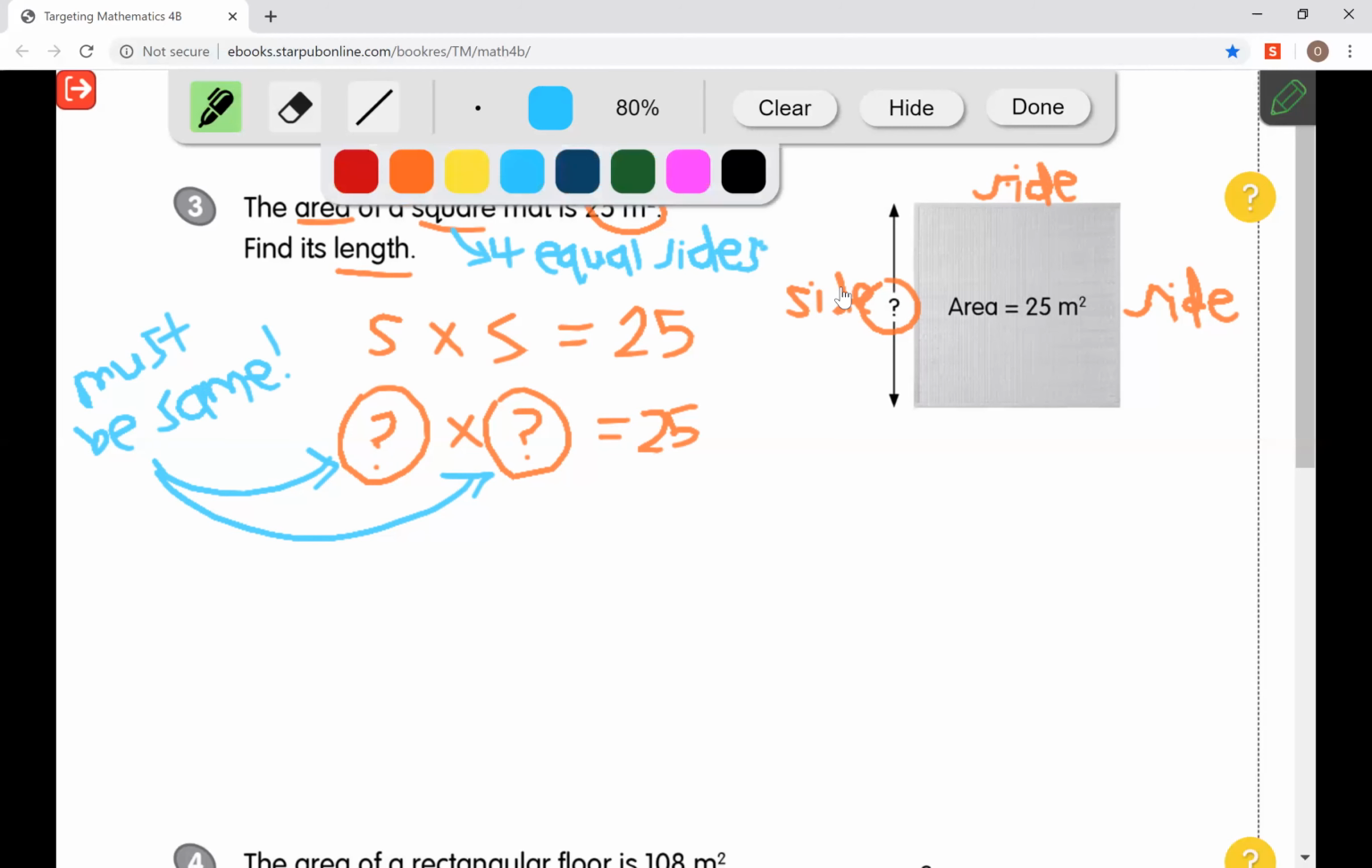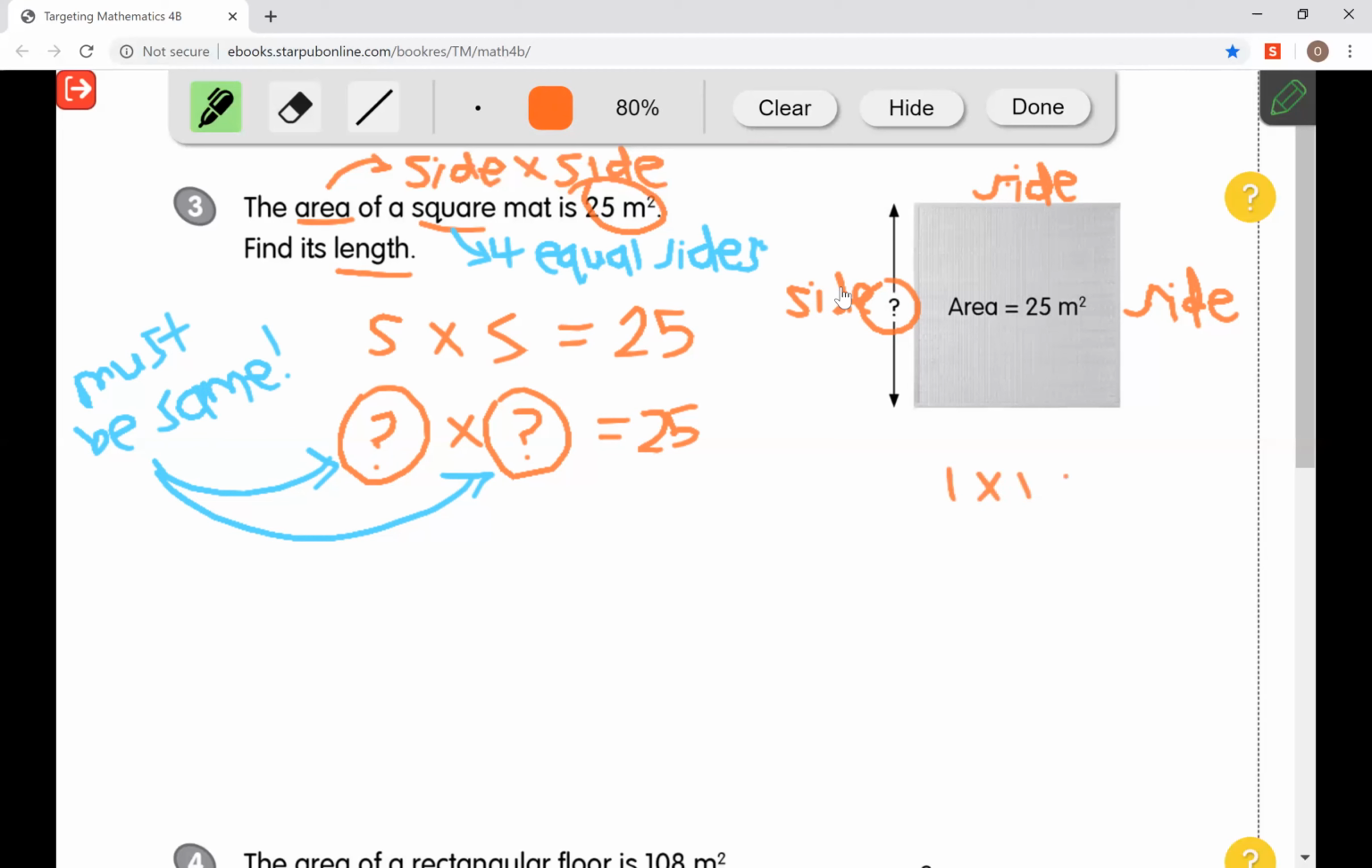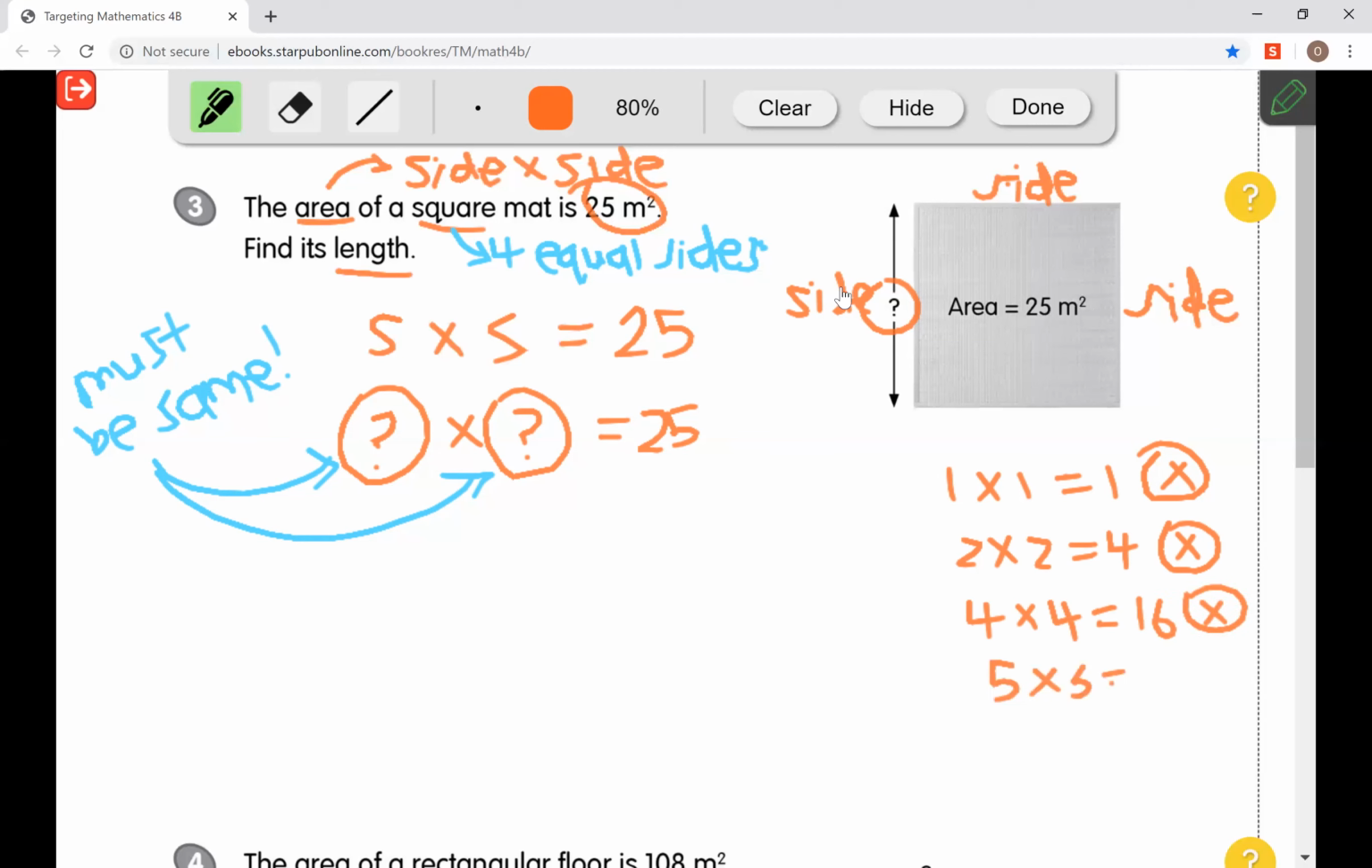Okay, so let me try guessing. Is it 1 times 1? 1 times 1 is 1. That is not 25, so I put a cross. Is it 2 times 2? 2 times 2 gives me 4. So it is wrong again. What about 4 times 4? 4 times 4 gives me 16. It's not what I want. I want 25. Let's try 5 times 5. 5 times 5 is 25. So it's correct. So the correct guess is 5 times 5 equals 25.